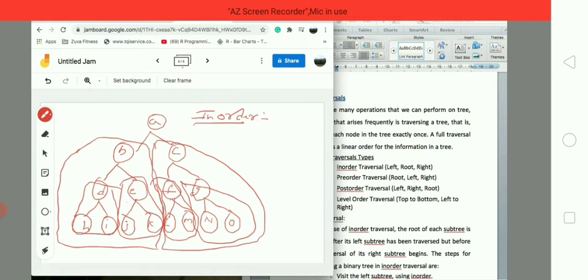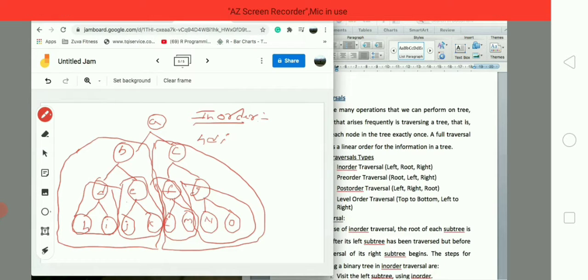Left side means B. After that, B has 2 children, that is D and E, and D has another 2 children. So here we have a subtree belonging to D and another subtree belonging to E. First we have to check the left side, so for D we have H and I as children. So we have to check from there. First we have to visit the left one, that is H, after that the root, that means D, after that the right, I. So the left side is completed.